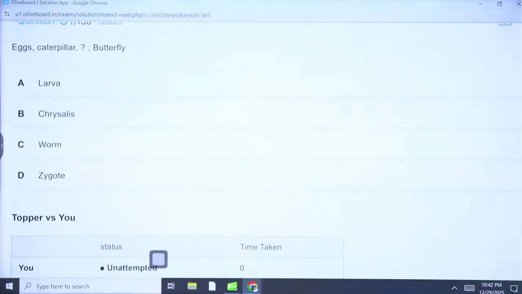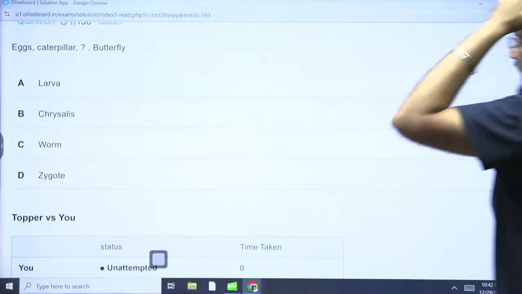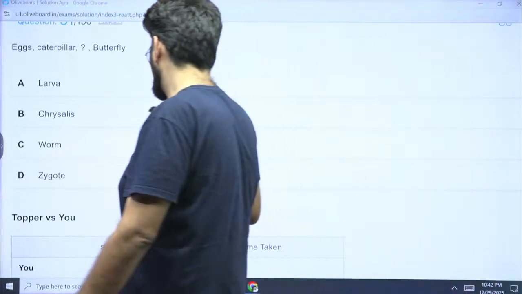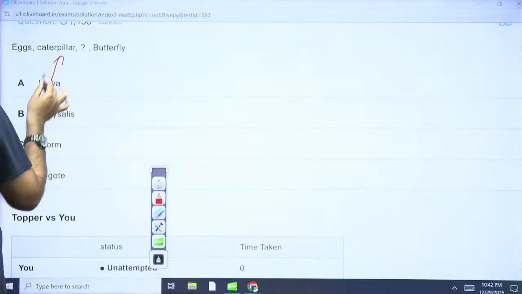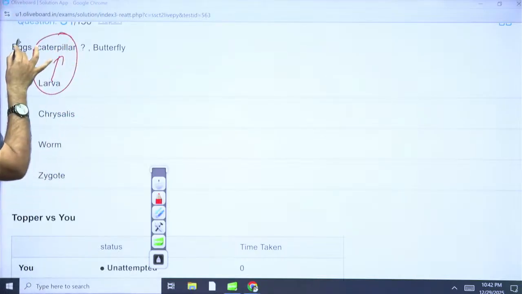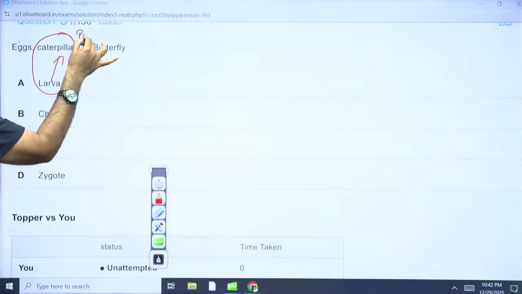Eggs, caterpillar, dash, butterfly. We need to complete the series. So larva, chrysalis, worm or zygote. See, this caterpillar itself is larva. A lot of people don't know this. Caterpillar itself is the larva stage. So eggs, larva, pupa, butterfly.